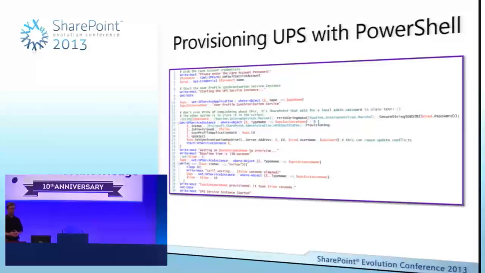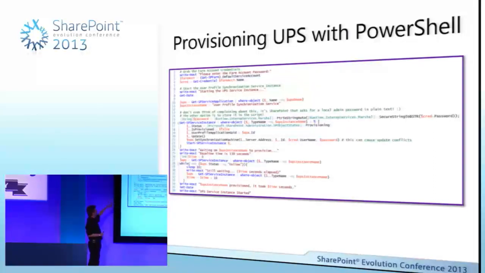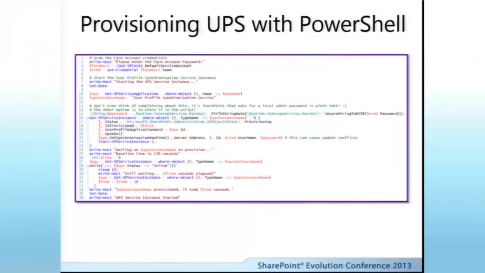Here's how we provision the user profile sync service instance with PowerShell. We don't have a commandlet for it. I don't know why. Well, I do know why, but I unfortunately can't tell that story. So we're using a little bit of funkiness here to replicate what central admin does when we hit start in services on server for the UPS. The only kind of downside to this is we require to pass in the password of the farm account in plain text, because that set synchronization machine method there on line 21 expects a plain text value for the most important credential in your entire farm.